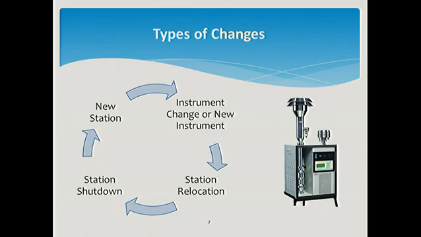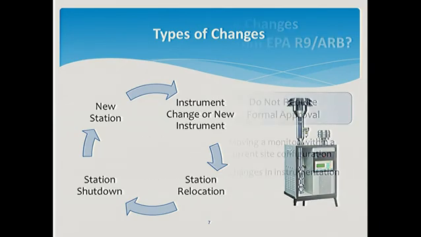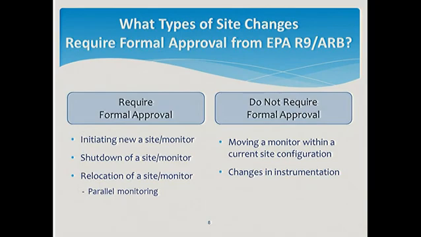Now, there's a whole breadth of changes that we're talking about, from adding a new instrument or switching an instrument to larger changes, such as a station relocation, shutting down a station, or establishing a new station. And based on the types of changes, the approval process really varies. So this slide breaks down the types of changes into two categories.